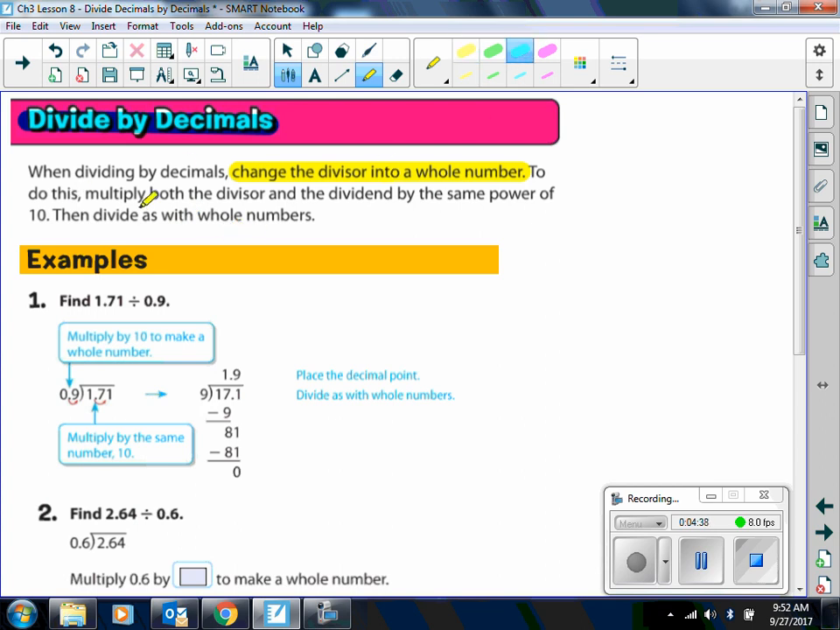Where it says multiply both the divisor and the dividend by a power of 10, what that means is that you're just moving the decimal. If you move the decimal one time in the divisor, then you have to move the decimal one time in the dividend. That's what that blue part is saying. And then you divide like normal.